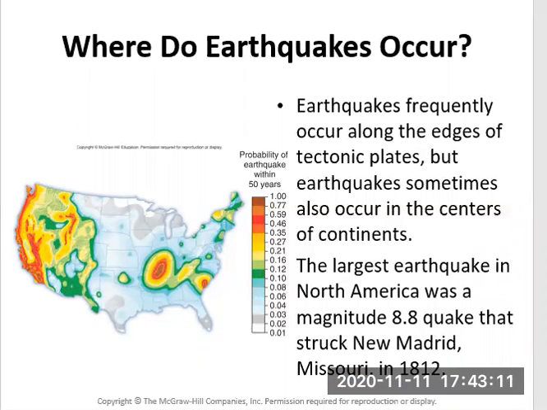So earthquakes frequently occur along the edges of those tectonic plates, but earthquakes sometimes also occur in the center of the continents. The largest earthquake in North America was a magnitude 8.8 quake that struck New Madrid, Missouri in 1812.